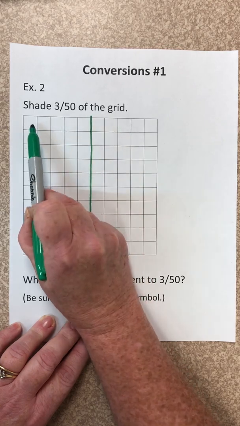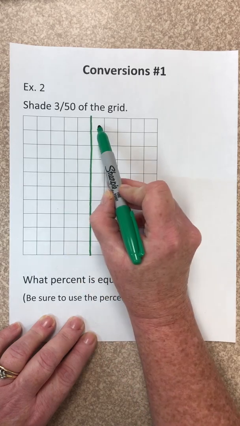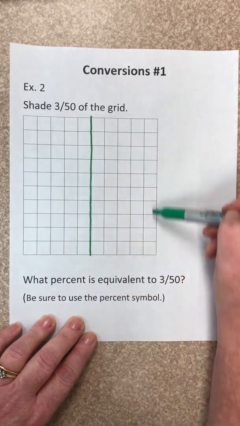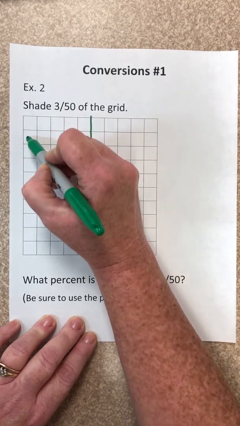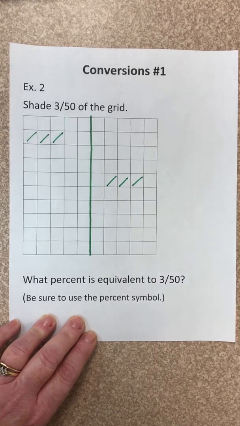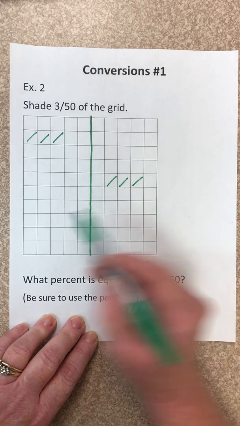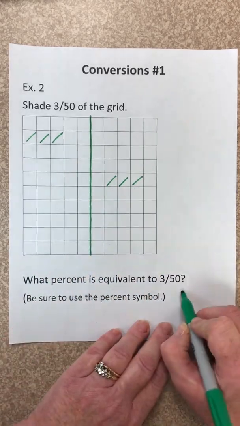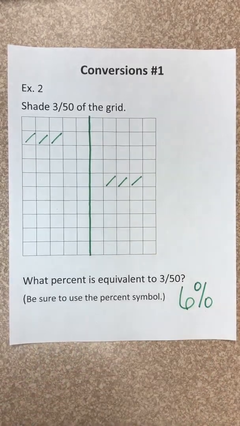Just to make sure you know how, 1, 2, 3, 4, 5 times 10 is 50. 1, 2, 3, 4, 5 times the 10 going down is 50. Okay, so let's shade 3 out of every 50. You can shade the 3 anywhere you like. So I want to shade here, 1, 2, 3, and I'm going to shade here, 1, 2, 3. Did I shade 3 out of every 50? Yes, I did. So how many squares did I shade? 6. So it is 6%. It really should be that simple.